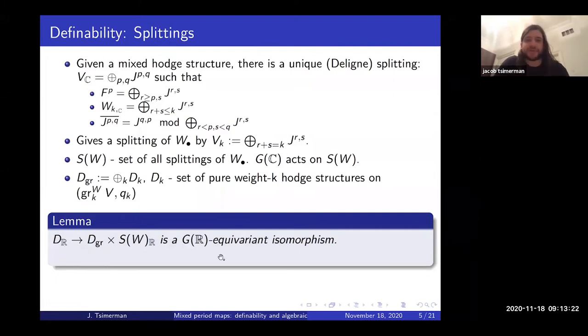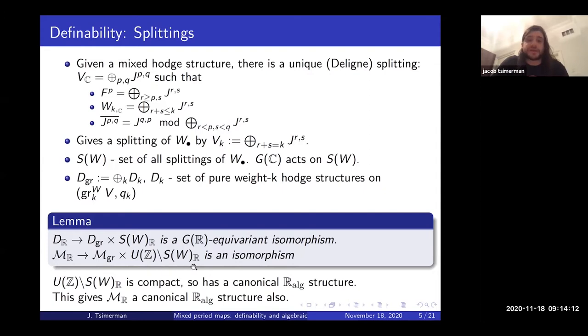And so you get this kind of map where you can remember either what's happening in the pure pieces, and you also remember what's happening in terms of the splitting. And it turns out this is an equivariant isomorphism under the real points of your group. So in other words, to study the real split locus, it's enough to study these two guys separately. And moreover, this descends very nicely to your moduli space. If you care about the mixed Hodge structures which are real split, then on the level of moduli it's enough to remember just the graded piece and the splitting up to integral automorphisms by your unipotent group, this strictly upper triangular action.